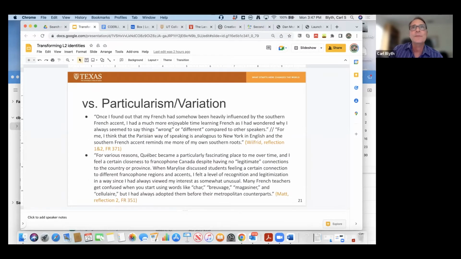So then on the flip side, they also wrote about their particularity because they were individuals after all. While they shared this universal arc of language learning, there was also something particular about each of them. Wilfred writes, "Once I found out that my French had somehow been heavily influenced by the Southern French accent, I had a much more enjoyable time learning French, as I wondered why I always seemed to say things wrong or different compared to other speakers."